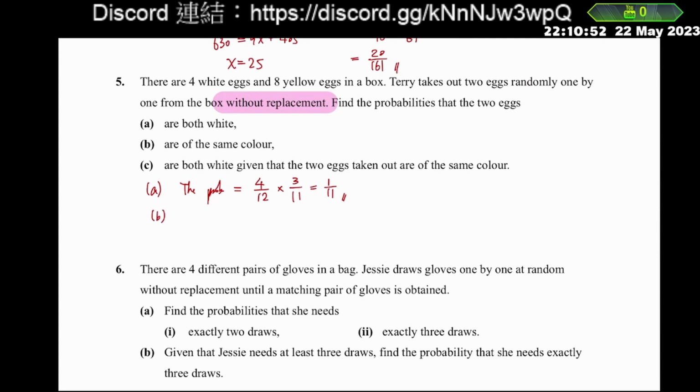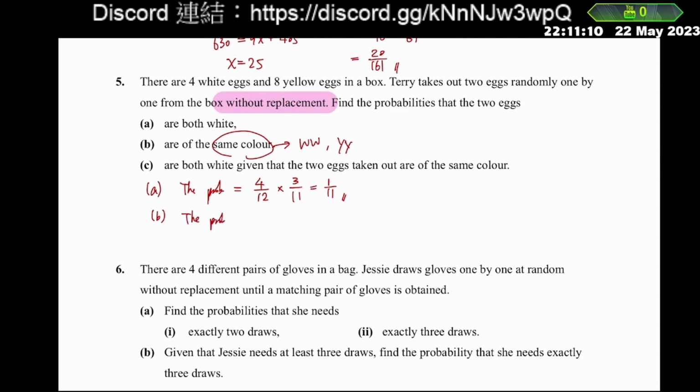So for part B, they are of the same color. This same color means it is either white or yellow. But for white we have already done it in part A. Therefore we just need to do the yellow, and then add them up. Then that would be for part B.